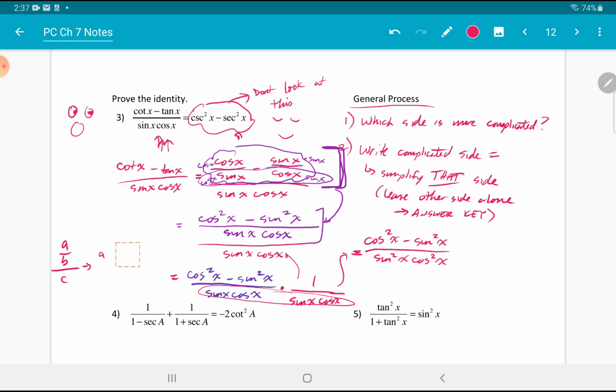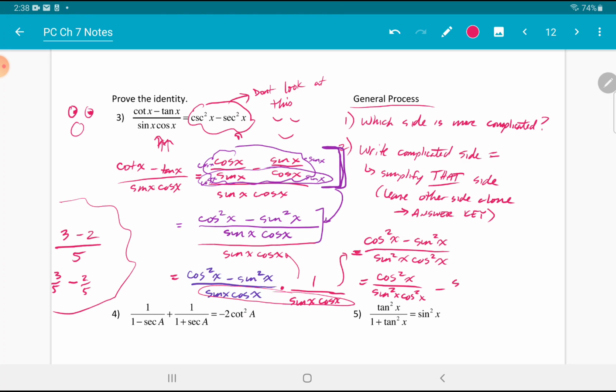And then when it comes to fractions, I don't have a whole lot of space here, so I'm just going to create a little scratch pad in this area again. Here's a brief example. Let's say 3 minus 2 over 5. Really that can be set up as 3 over 5 minus 2 over 5, right? You're just separating those fractions apart, and that's what I see here. I can separate these fractions apart to give me cosine squared x over sine squared x cosine squared x minus sine squared x over sine squared x cosine squared x.